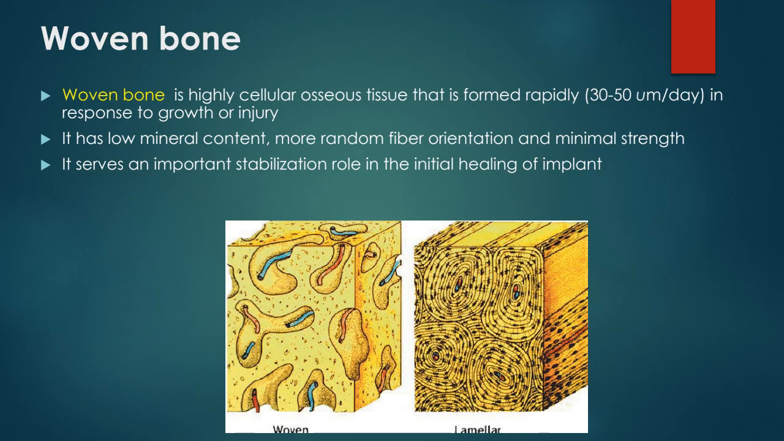It serves an important stabilization role in the healing of implants. So once we place the implant, the first type of bone that is going to be deposited on the implant surface is going to be a woven bone.